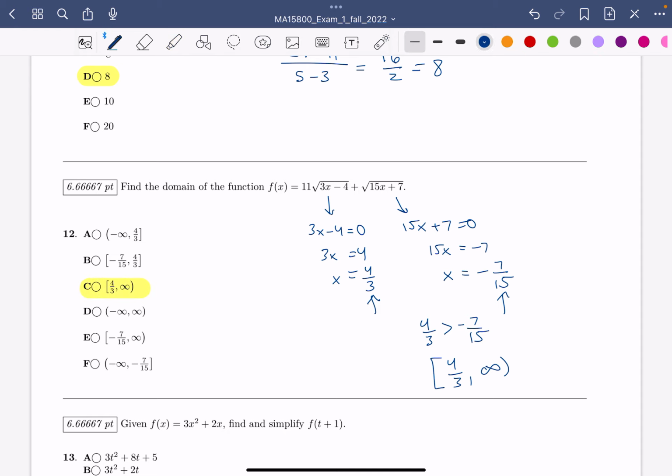I want to reiterate again that we have to keep both of these values in the roots 0 or greater. In this case, 4 thirds is a larger value than negative 7/15, meaning that we have to keep this value of 4 thirds or greater, or else this first root would become imaginary.